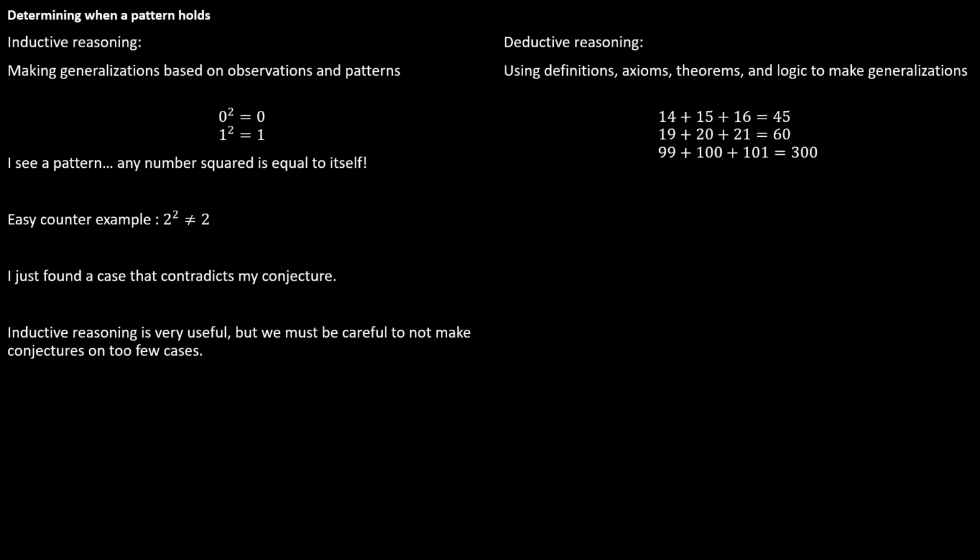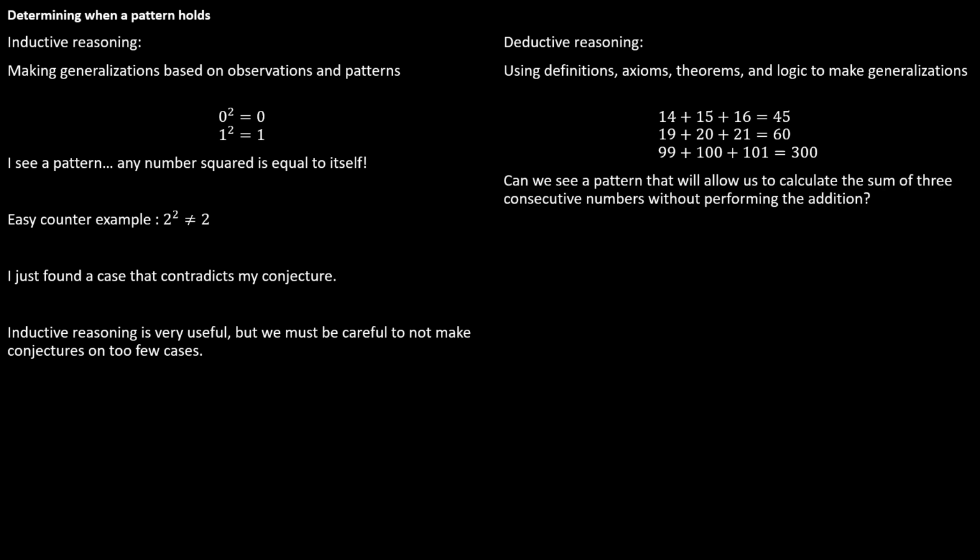Deductive reasoning, on the other hand, uses definitions, axioms, theorems, and logic to come to conclusions. So here I have 3 equations on the screen. Each equation is a sum of 3 consecutive numbers. And we'd like to try and make a conjecture about a pattern that will allow us to calculate the sum of 3 consecutive numbers without actually performing the addition.